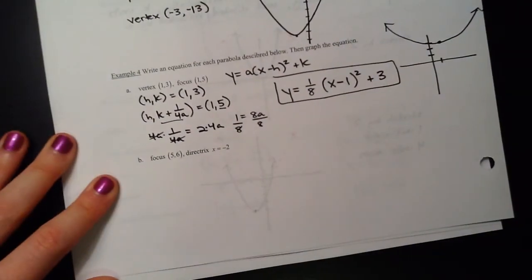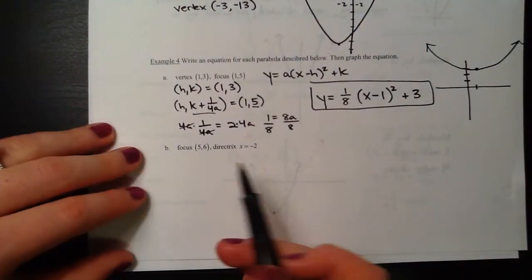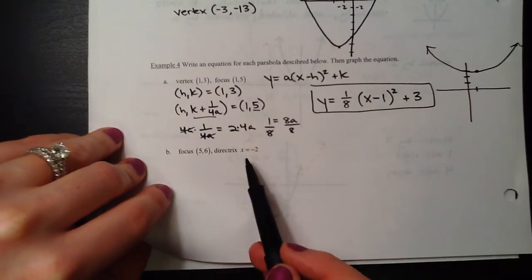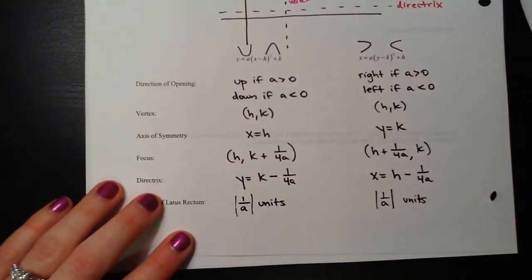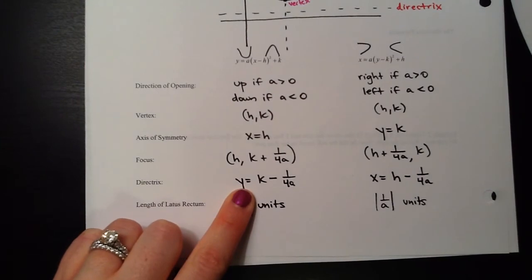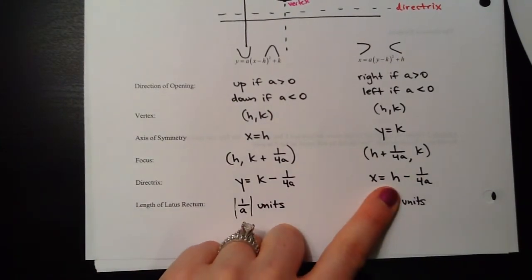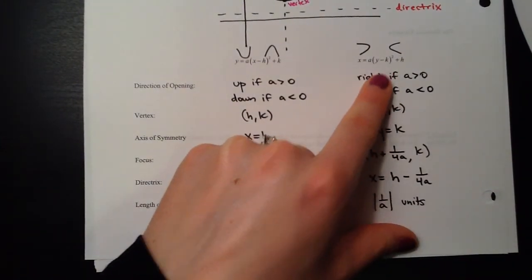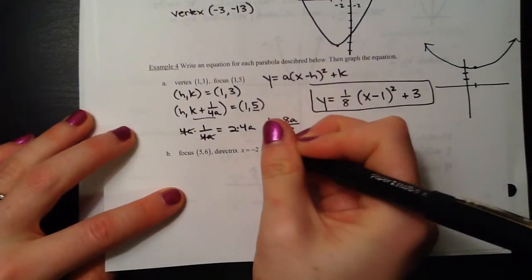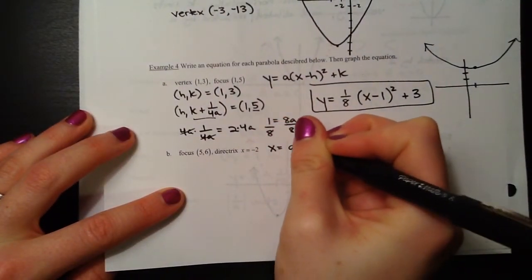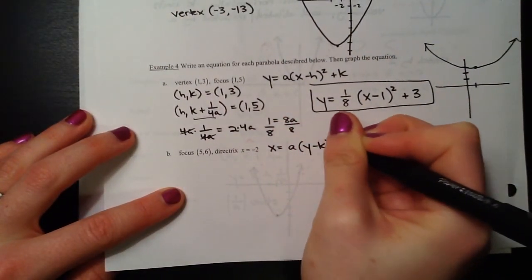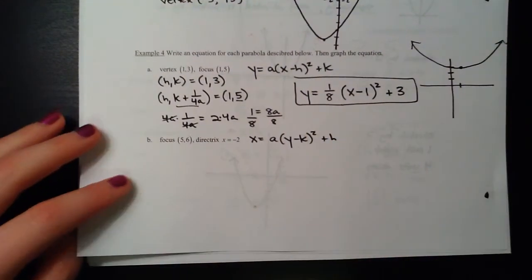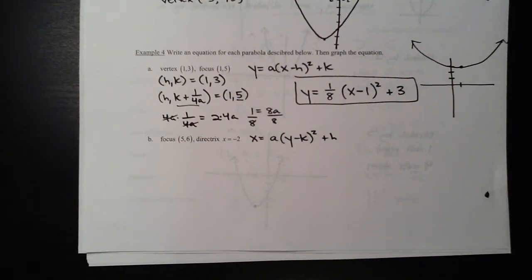Okay, next one. We've got the focus and we've got the directrix. If we look, our directrix is an x equals. Here the directrix is a y equals. Here the directrix is an x equals. So it must be this form right here: x equals a times y minus k squared plus h. So we're just going to fill in the blanks, get everything that we have here.